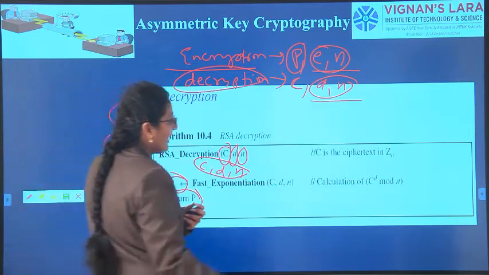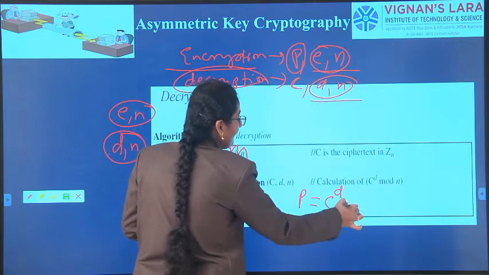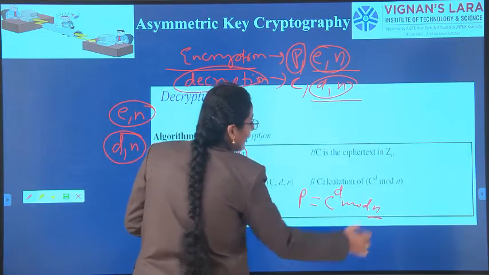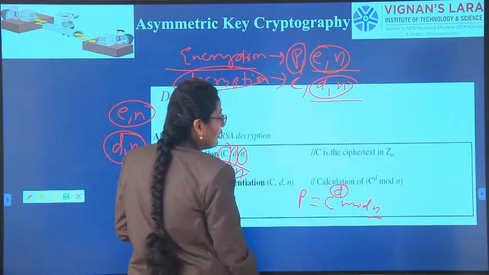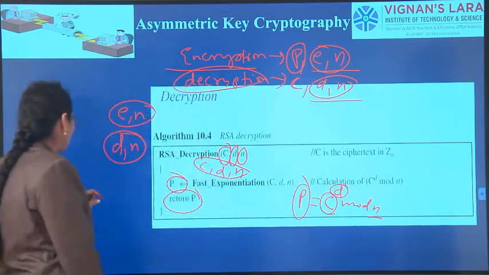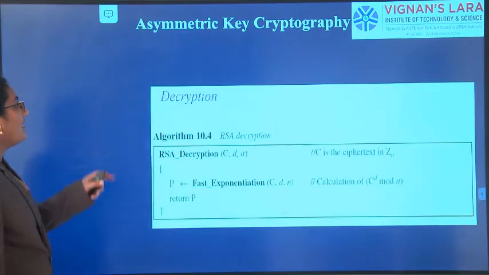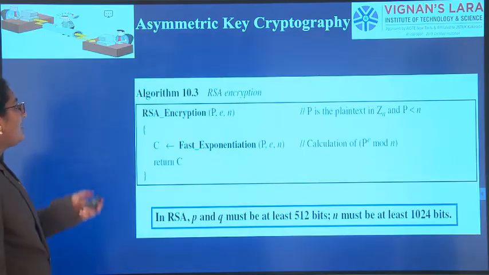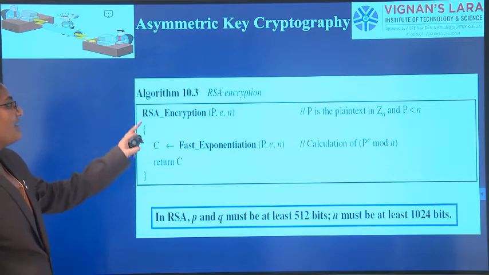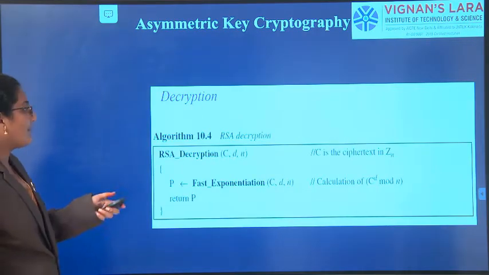What is the formula to calculate plain text? Plain text equals ciphertext power D mod N. This N value you already know, D value you calculated. So if you know the ciphertext value also, you can get plain text. So what I wanted to tell you is, this is RSA encryption and this is RSA decryption. For RSA encryption we need plain text and public key. For RSA decryption we need ciphertext and private key.